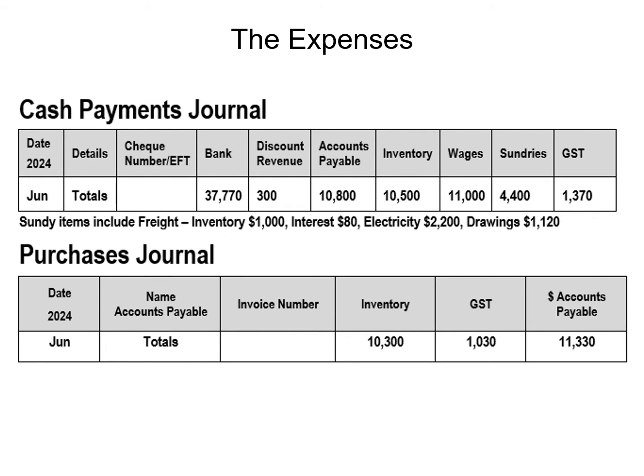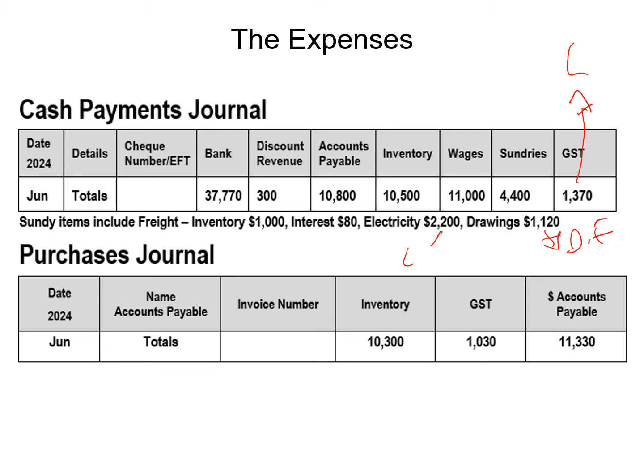So let's look at the cash payments journal. So again, our GST paid will reduce our liabilities, offset the GST that we collect and charge. Our sundries, we've got some drawing, so that's negative owner's equity because of the entity assumption.